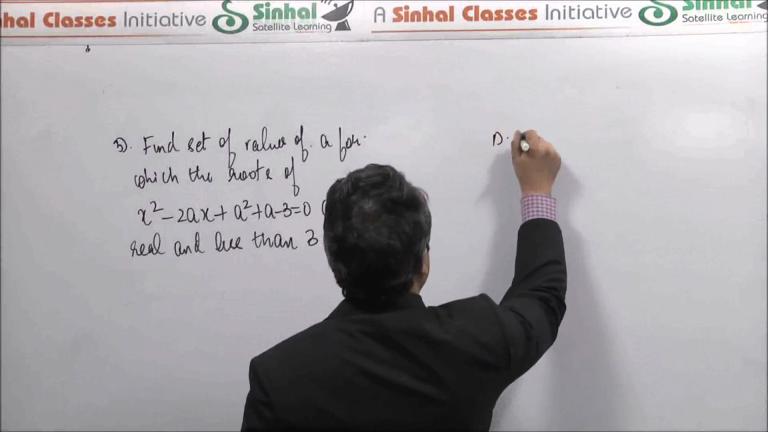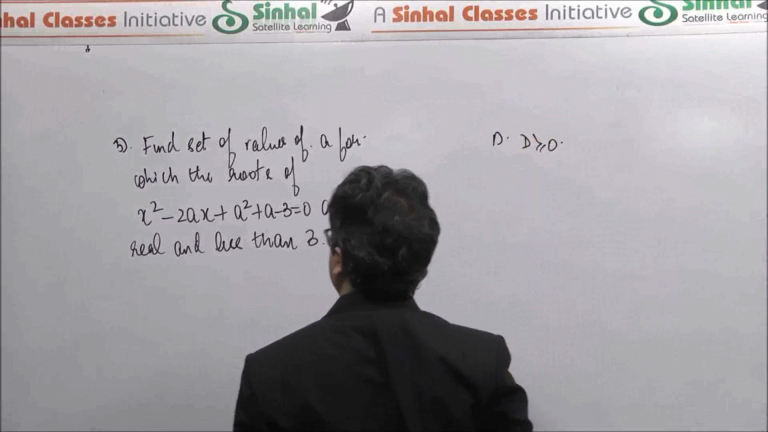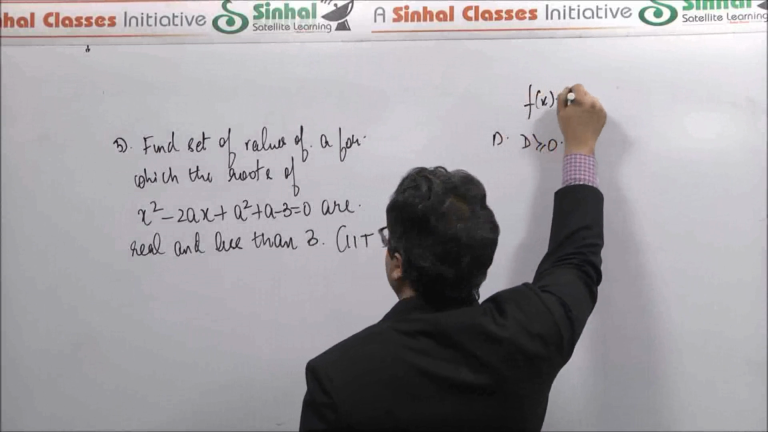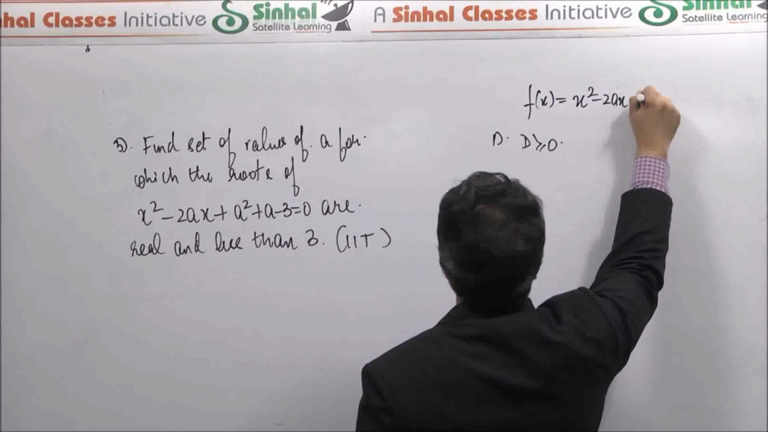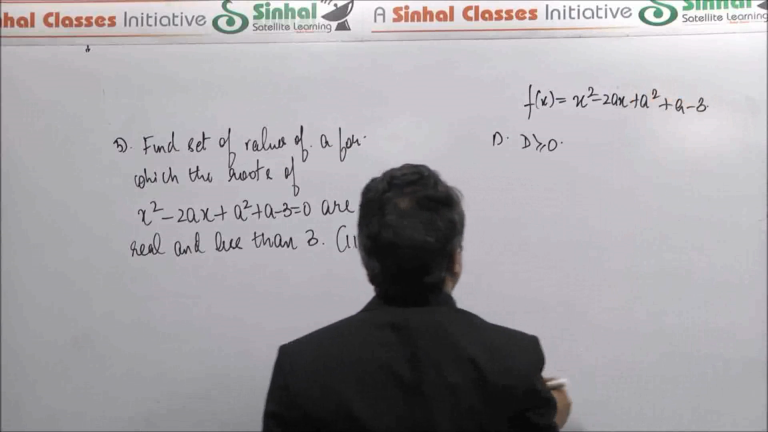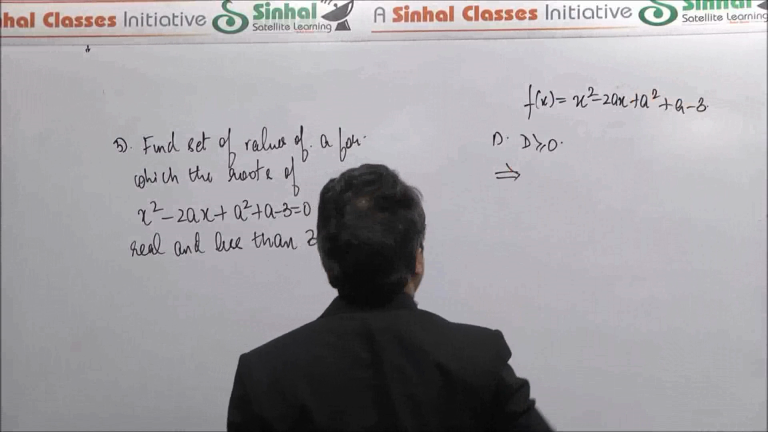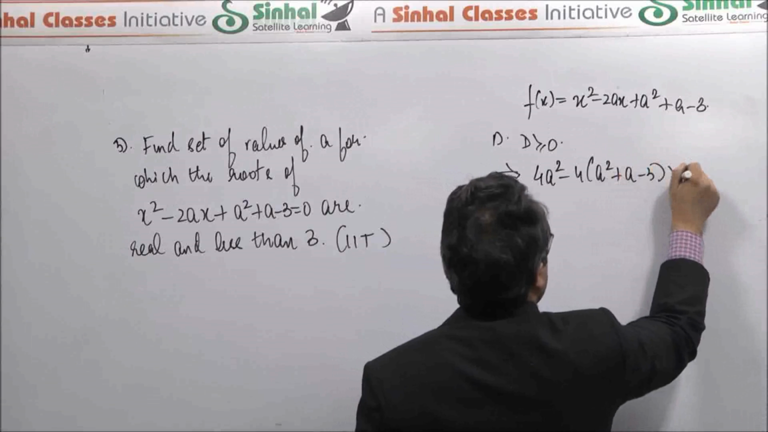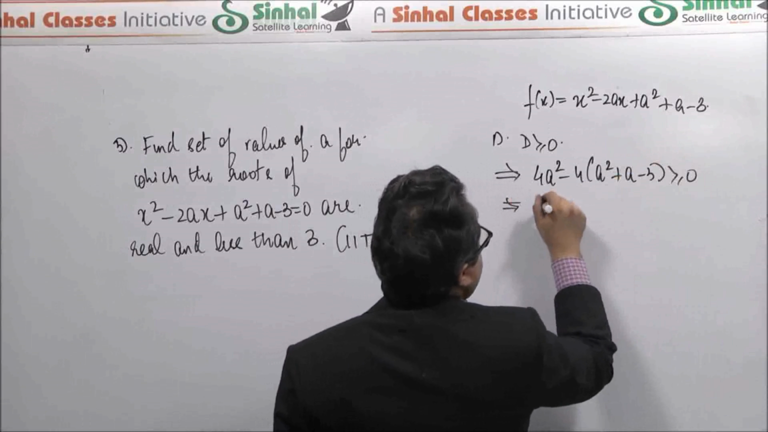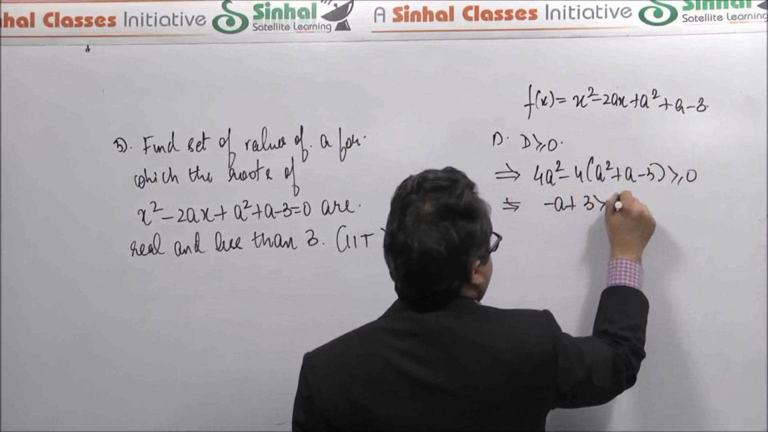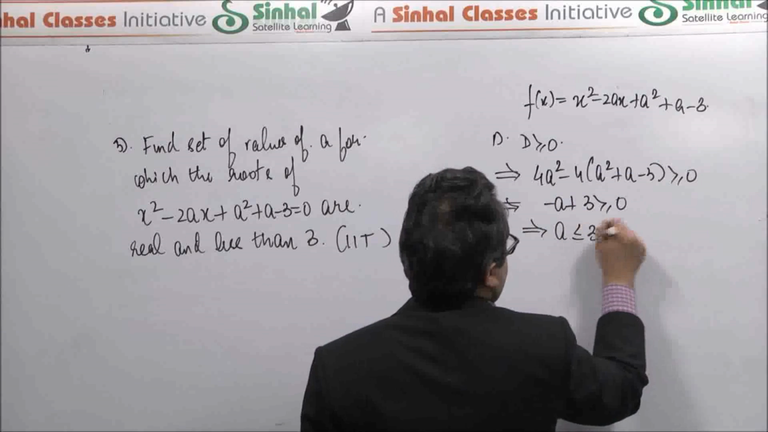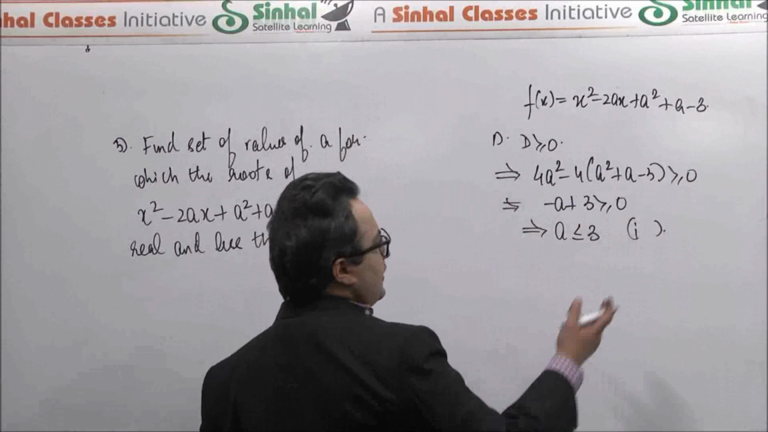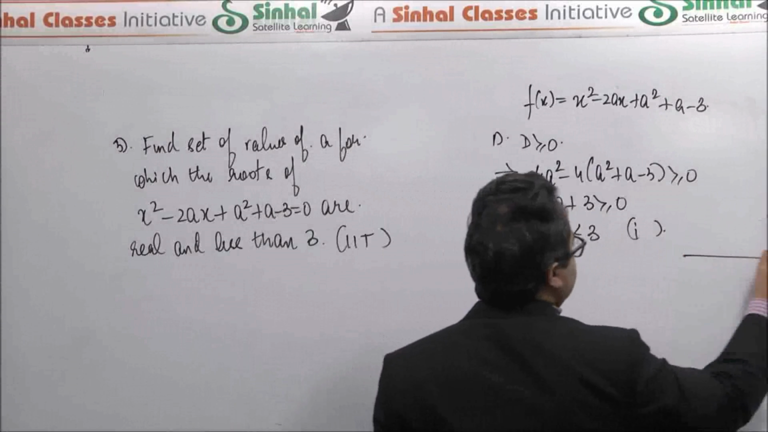First condition would be that the discriminant is greater than or equal to 0. So that will give you 4a square minus... That gives us our first condition that a must be less than or equal to 3. The second condition is that it's already a parabola opening up, so f of 3 must be positive.